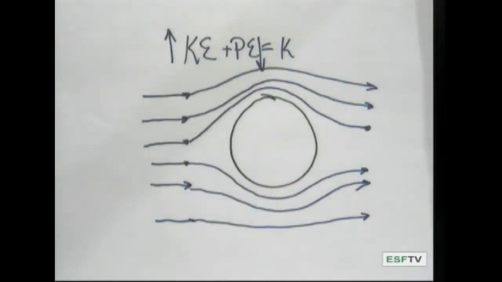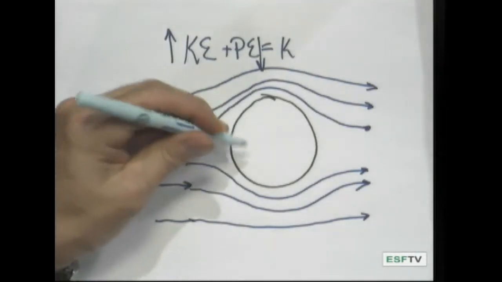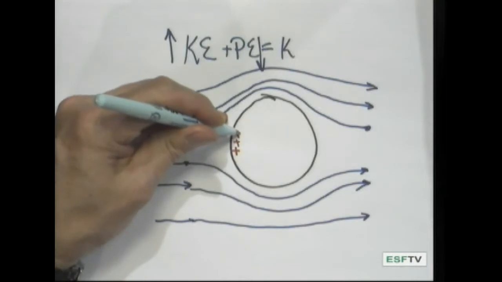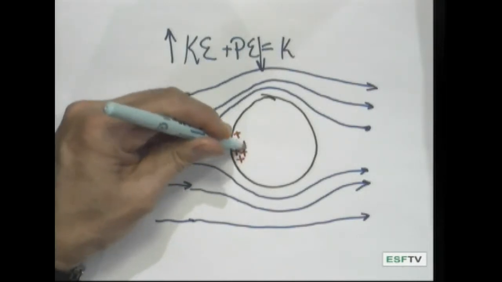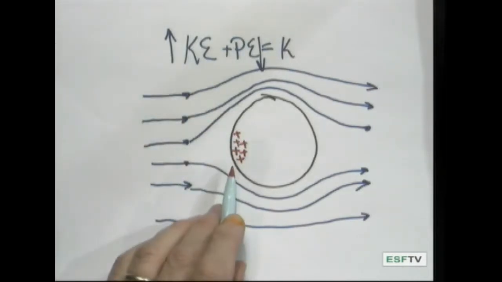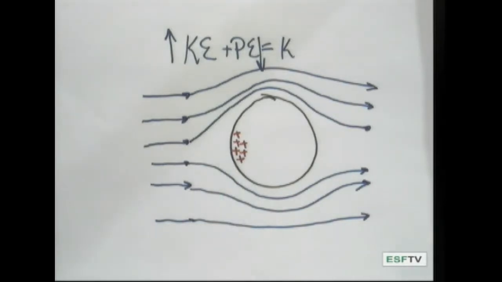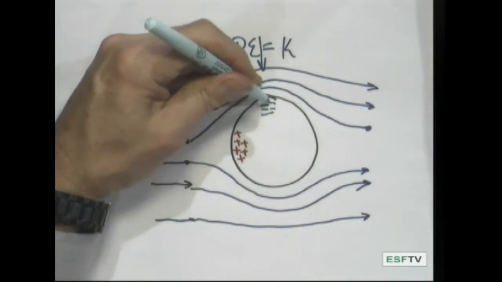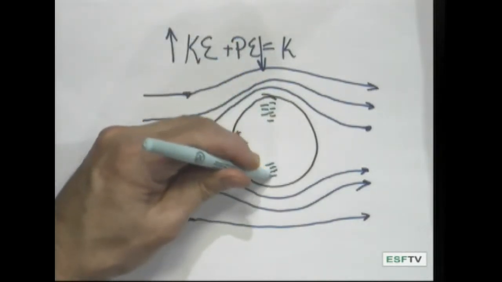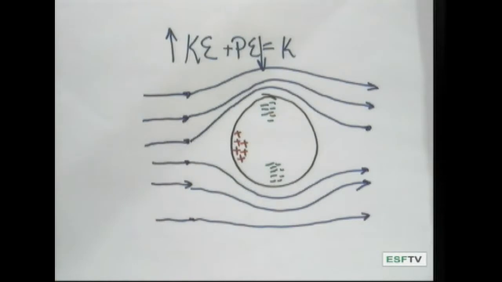The overall result is that you'll end up with a distribution of pressure over the surface of this object. That is going to be highly positive on this end over here. It's going to be very, very strongly negative laterally on the lateral sides. And it's going to be slightly negative on the trailing edge over there.